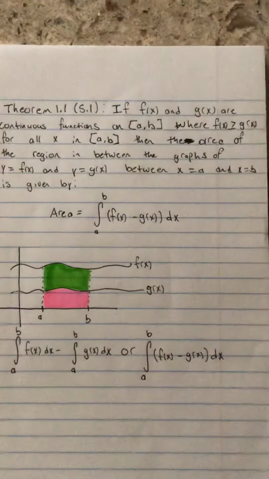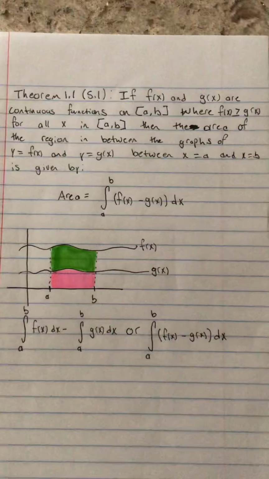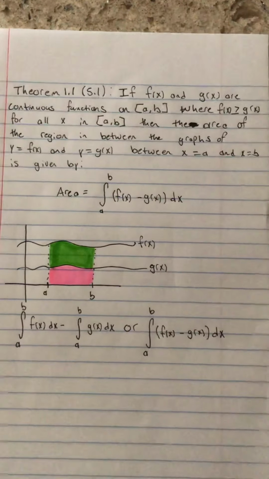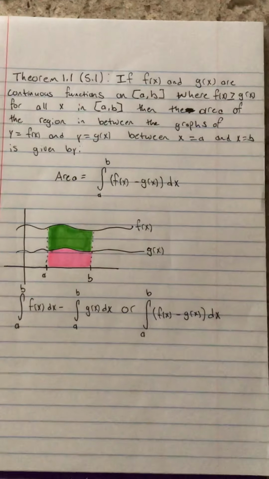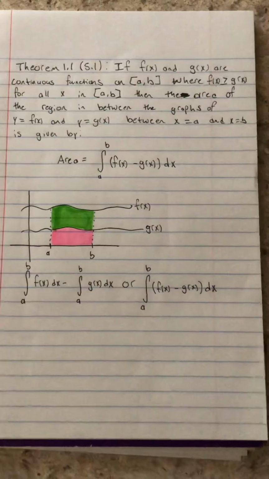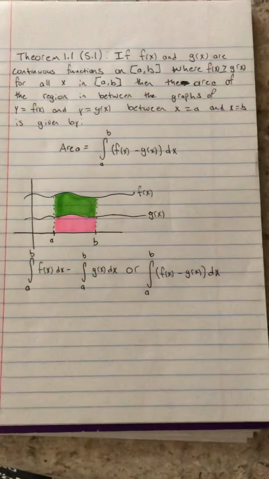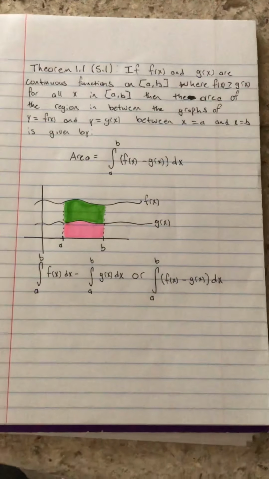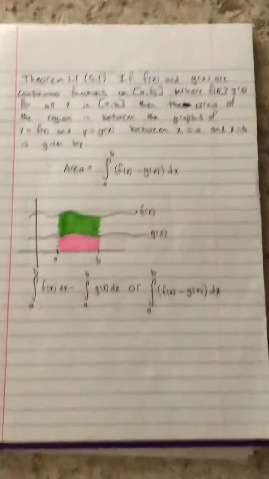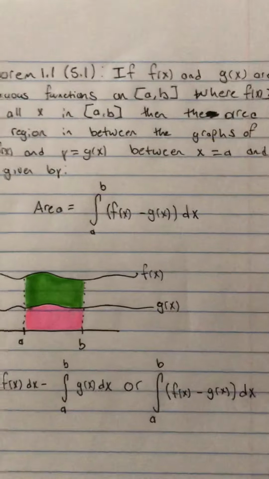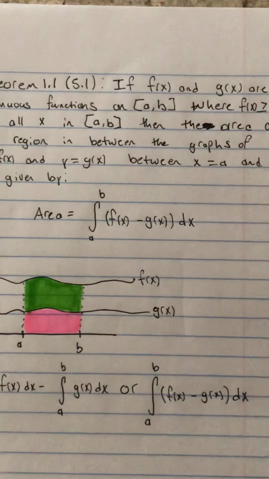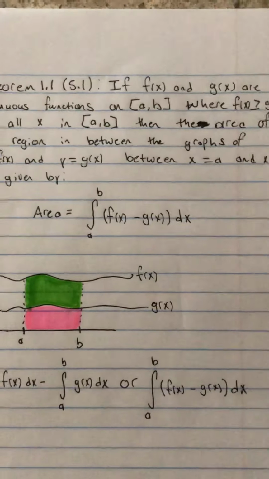using this theorem from chapter 5, section 1, which states, if f of x and g of x are continuous functions on the interval a to b, where f of x is greater than or equal to g of x for all x values in the interval a to b, then the area of the region in between the graphs y equals f of x and y equals g of x between x equals a and x equals b is given by this integral. The area between those curves is the definite integral from a to b of f of x minus g of x dx.